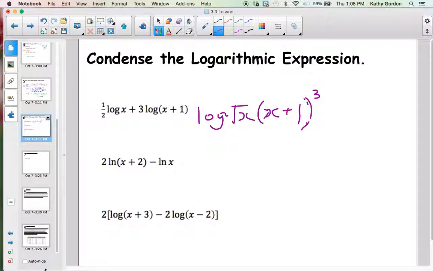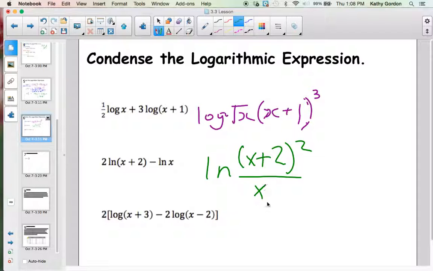Sean, got the next one? Okay, what do you think of that one? Good with that? Alright, so again, the 2 has to go up into the exponent spot, and then the subtraction indicates we need to set it up as division, so natural log of that whole thing.